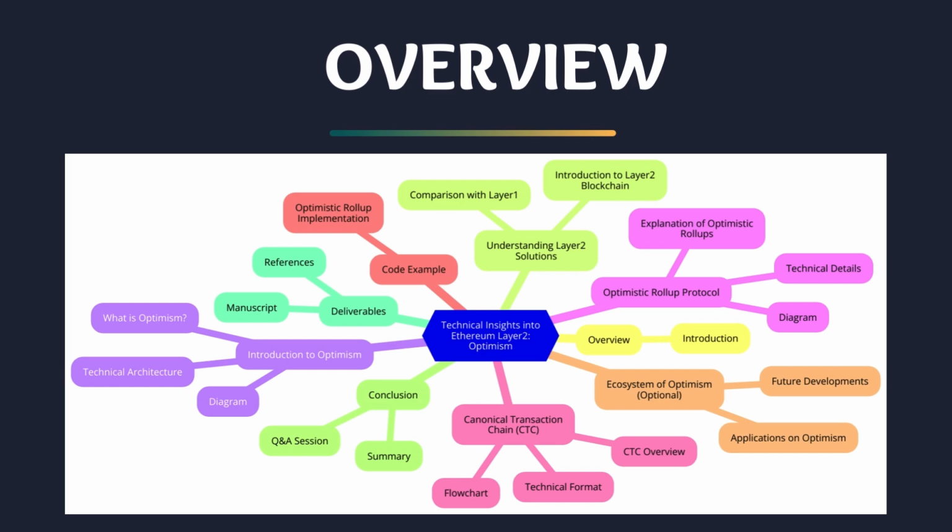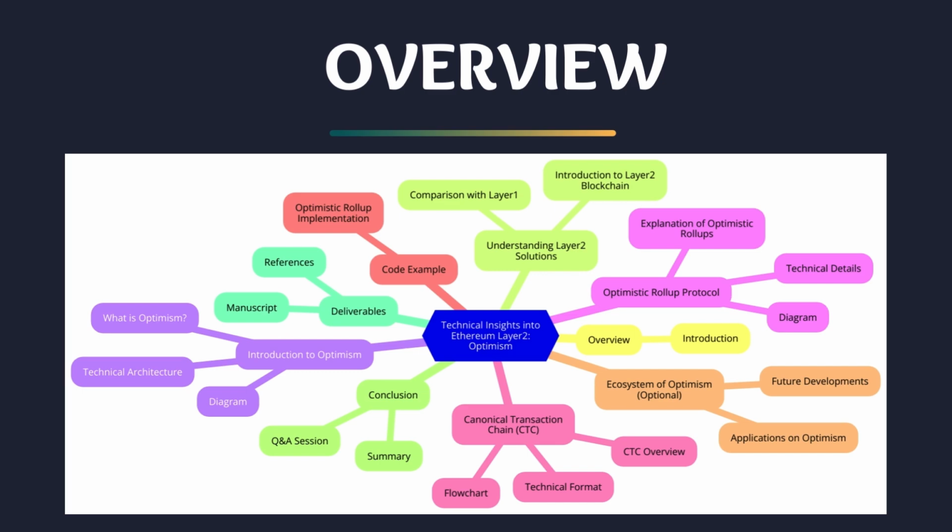Layer 2 solutions are designed to enhance the scalability of blockchain networks like Ethereum. They aim to reduce gas fees and improve transaction speed without compromising security. Layer 2 operates on top of Layer 1, which is the base layer. We'll compare Layer 2 with Layer 1 to understand the limitations of Ethereum's main network, such as high gas fees and slower transaction times due to its consensus mechanism. Layer 2 addresses these issues by processing transactions off-chain and only recording final results on Layer 1.